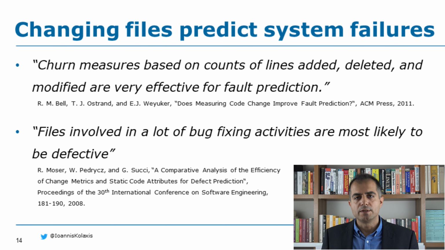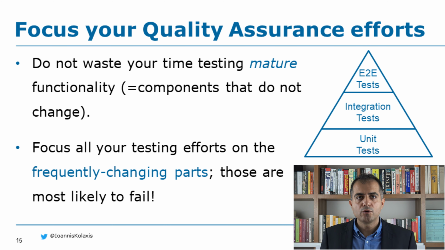There is something more interesting about frequently changing files. According to academic research, frequently changing files are responsible for most of the bugs in our application. That's why we need to focus our quality assurance efforts on these frequently changing files. If we have limited testing resources, we should focus our resources on these frequently changing files. These frequently changing files correspond to some functionality, some features that are also changing. They are also evolving. Whereas files that haven't changed for many years correspond to mature functionality, to mature features that haven't changed for a long time.